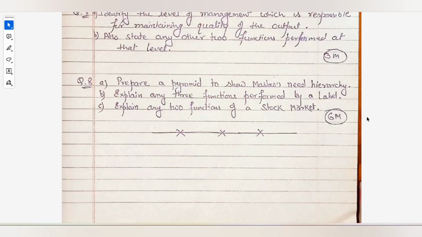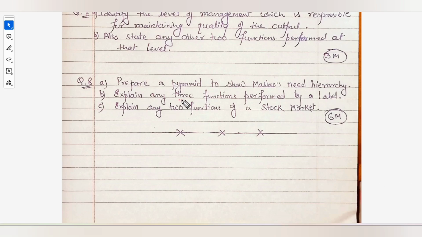Now, part B: explain any three functions performed by a label. So it is from the marketing management chapter. Obviously, in our board examination, we cannot see such a question where a multidisciplinary approach is there. That means the first part is from the directing chapter, the second part is from marketing management, and the third part is from financial market. So in the board examination you cannot find this type of question, but it is only for practice and revision purposes. That is why I have made this kind of question.